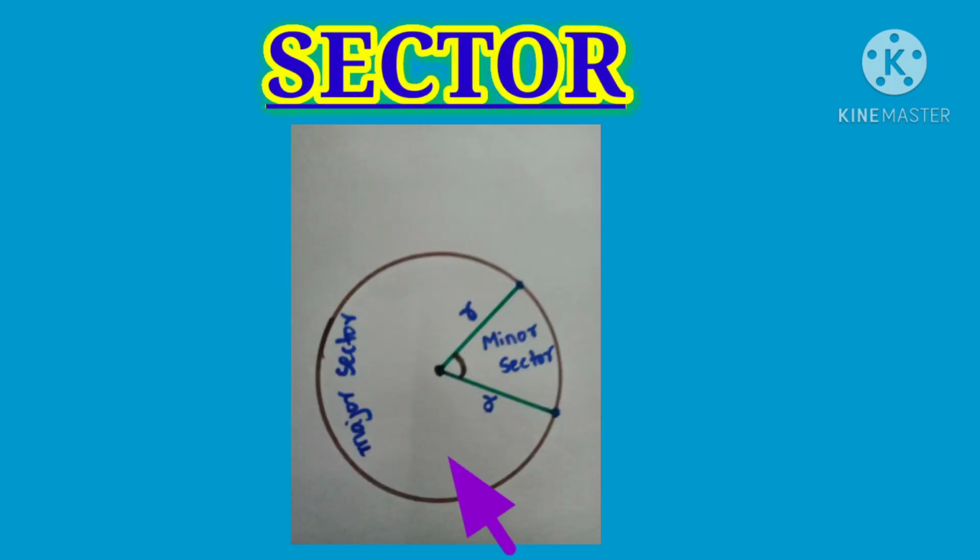Students, the next term is sector. The region enclosed by an arc and the two radii joining the center to the end points of the arc is called a sector. In this figure, you can observe the major sector. Here also you can observe a minor sector.